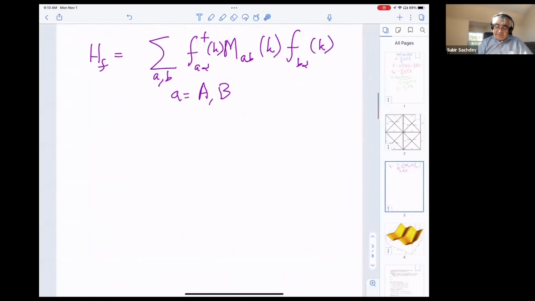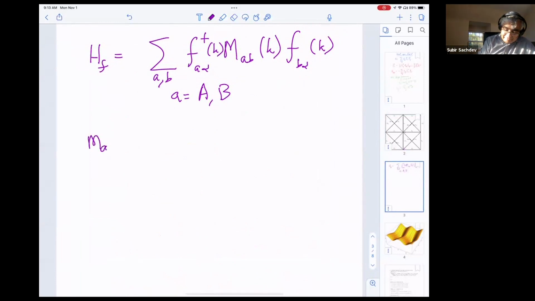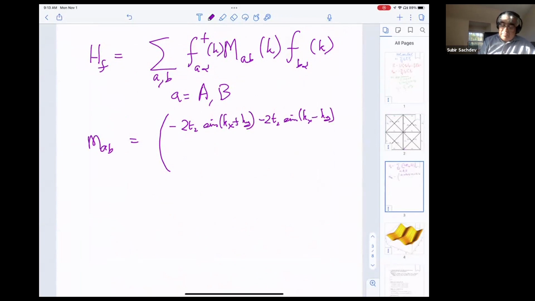So this M_AB, you can write, let me just write it down for you. It's good to have it written up. So it's minus 2 T2 sine(kx plus ky), minus 2 T2 sine(kx minus ky), and here it's, well, sorry, and this is minus 2 T1 cosine kx plus 2i T1 sine ky.